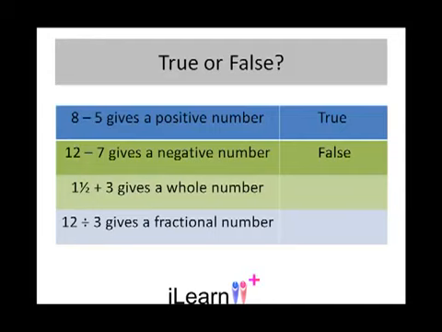1½ add 3 gives a whole number. Is that true or false? It's false. The answer is 4½ so there's a fraction in it. 12 divided by 3 gives a fractional number. That's false too. The answer to 12 divided by 3 is 4. It doesn't have a fraction in the answer.